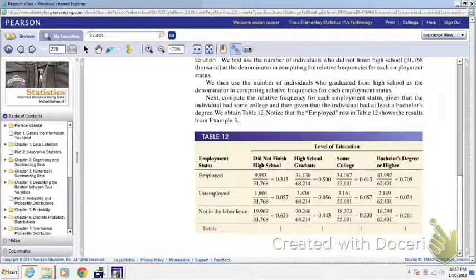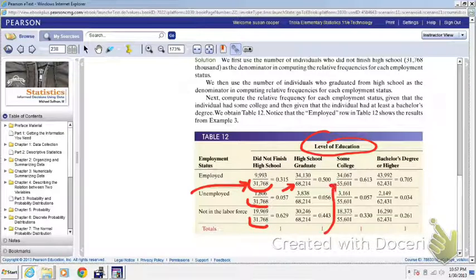The way I remember it is it said by level of education. So notice what you're dividing by in every cell. Here you're dividing by the total number of people who did not finish high school. So that's by level of education. Here, you're dividing by the total number of people that were high school graduates. Here you're dividing by the total number of people that had some college. And here you're dividing by the total number of people that had a bachelor's degree or higher. So when you say make a conditional distribution by level of ed, that's what's going to trigger you for what you're dividing by.